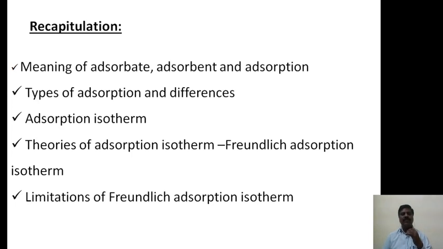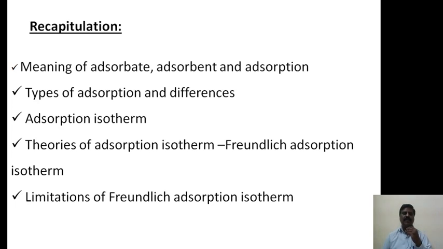So far we have discussed the meaning of adsorbate, adsorbent and absorption, then types of adsorption and their differences, then adsorption isotherm, then theories of adsorption isotherm including Freundlich's adsorption isotherm, then limitations of Freundlich's adsorption isotherm. So far we have discussed these points. Therefore, I will check how much you have understood by asking some questions.